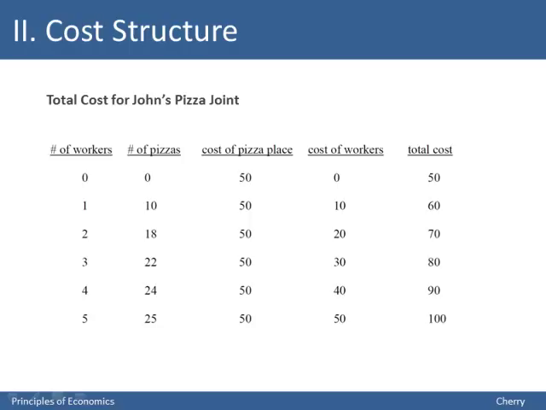Let's first look at the cost of the pizza place. You could think of this as the lease. Maybe it's $50 a week. The cost of workers, each worker costs about $10. Total cost would be the sum of the fixed cost, the pizza place, and the variable cost, the cost of the workers. And what we end up with is an increasing cost, but it increases because of the variable costs. The fixed cost is a constant.